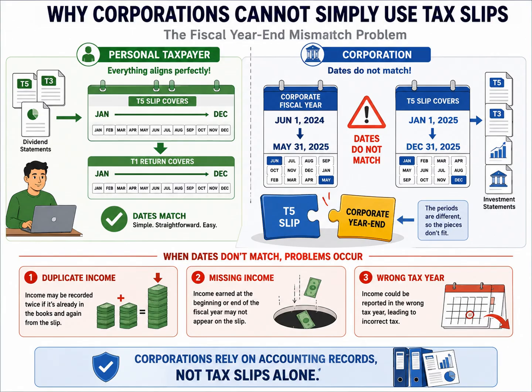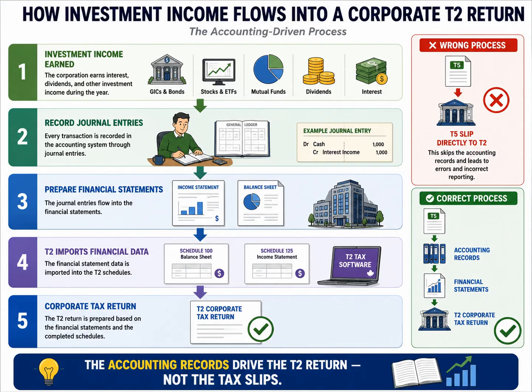The key lesson from this slide is simple. Personal tax reporting works because the tax slips and tax year match. Corporate tax reporting requires accounting records because the corporation's fiscal year often does not match the reporting period shown on the tax slips. That is why accounting records become the foundation of accurate corporate tax reporting. Now that we understand why corporations cannot rely solely on tax slips, let's look at the complete journey of investment income from the moment it is earned all the way to the final T2 corporate tax return.